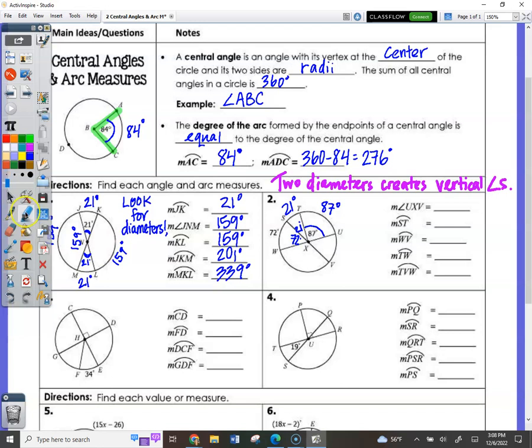Find the two diameters, because the vertical angles are always between them. There's one here, and there's one here. So, which angle is in between touching the two diameters? 72. So right here would be 72, which makes this arc 72, which makes from here to here 180. So 180 minus 72 is what? 108. So right here is 108.